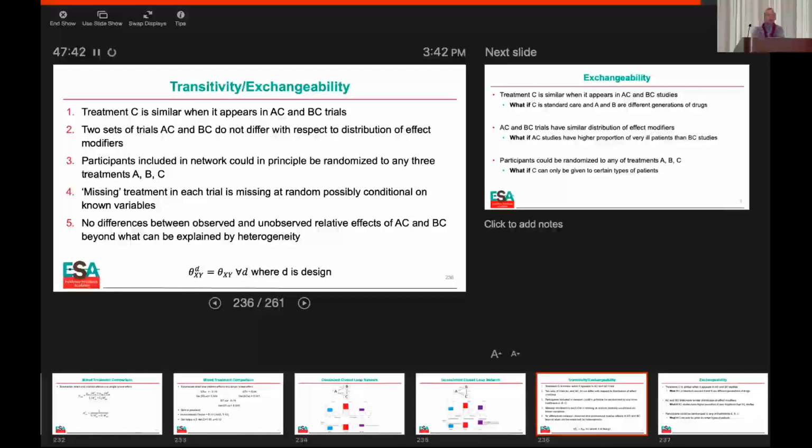Another way of thinking about it is that the treatment that's missing in each trial is missing at random, possibly conditional on unknown variables. Another way of looking at it is that there are no differences between the observed and the unobserved relative effects of the AC and the BC beyond what can be explained by heterogeneity. So if I think of the effect of comparing treatment X with treatment Y in any given design D, that effect is the same no matter what the design is. If I compare A with B, it doesn't matter whether I do it in an AB trial, an ABC trial, or indirectly between AC and BC. The effect is the same. If that's the case, then I can do this network analysis.